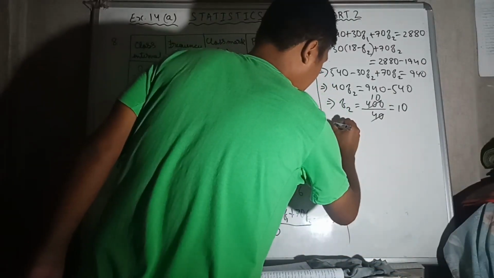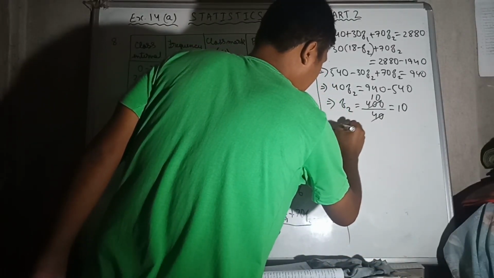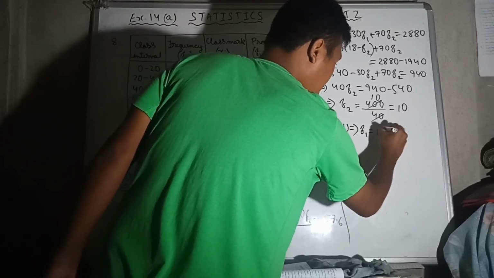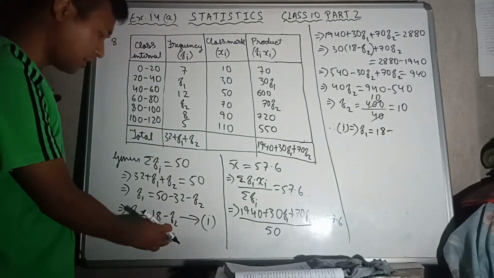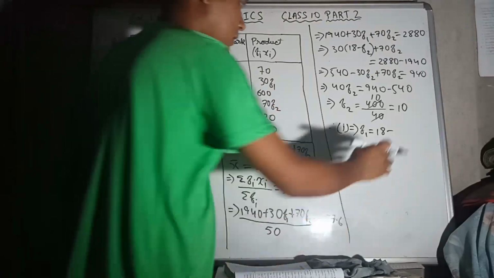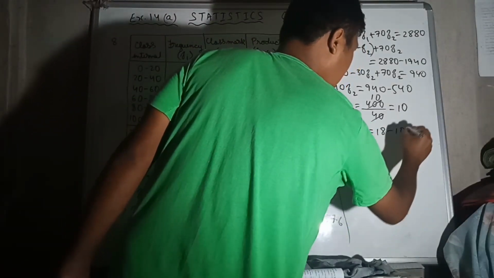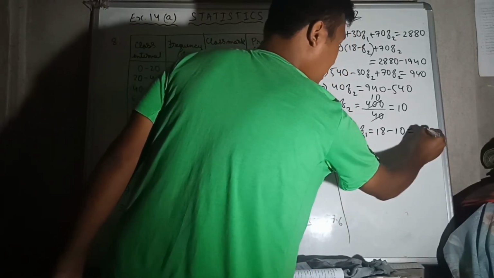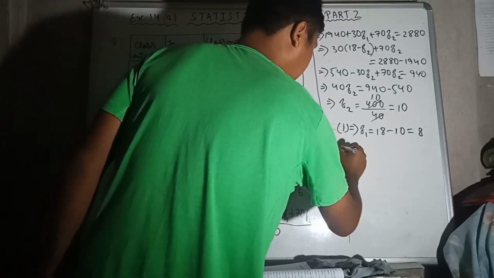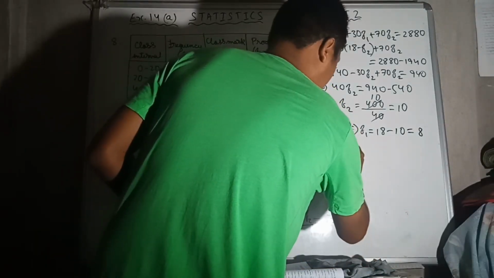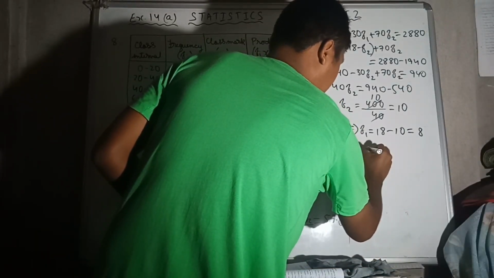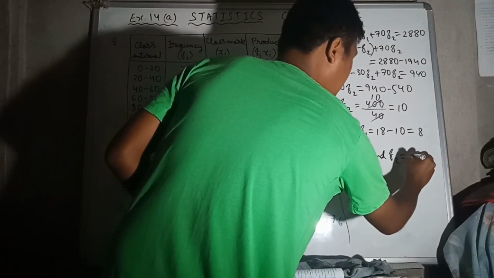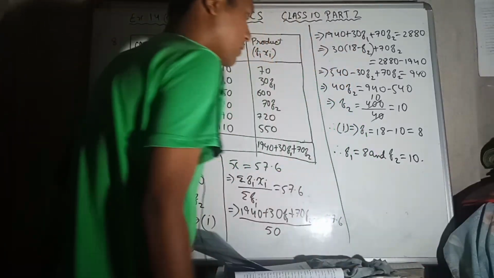Therefore, equation 1 implies f1 is equal to 18 minus f2, substituting 10. So f1 is equal to 18 minus 10, which is 8. Therefore, f1 is equal to 8 and f2 is equal to 10. Yes, sir. Answer.